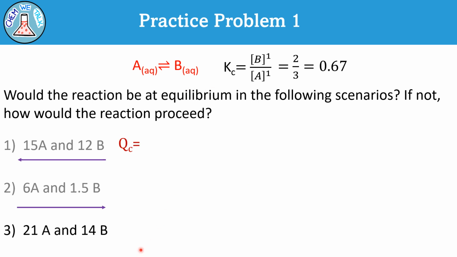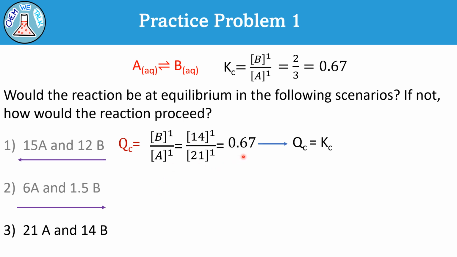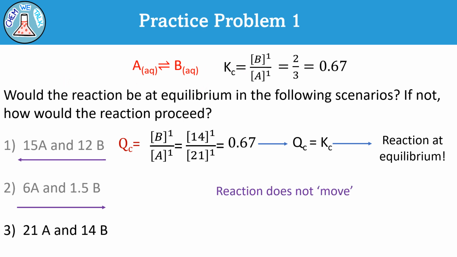And lastly, we're going to calculate in the case of 21A and 14Bs. Same equation, 14 divided by 21, 0.67. Now QC is exactly the same as KC, so the reaction is at equilibrium. Again, there is some A going to B, but there's also some B going to A at the same rate, so you don't see any difference. Okay?